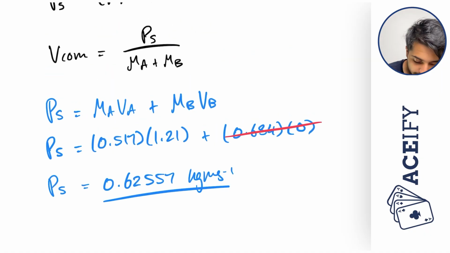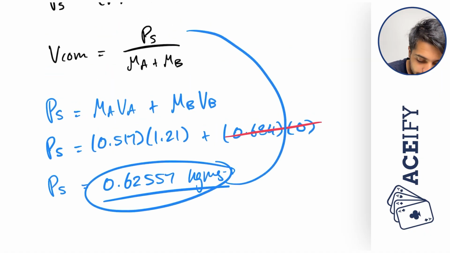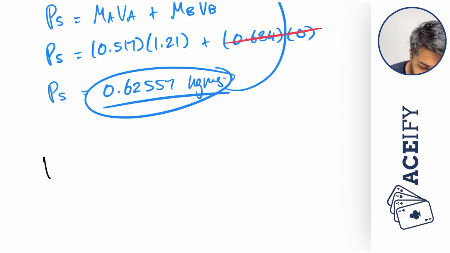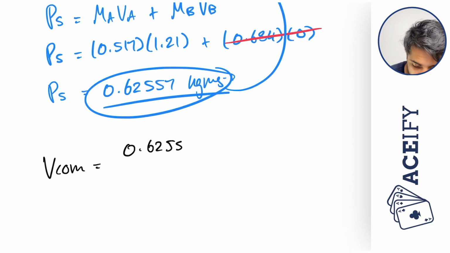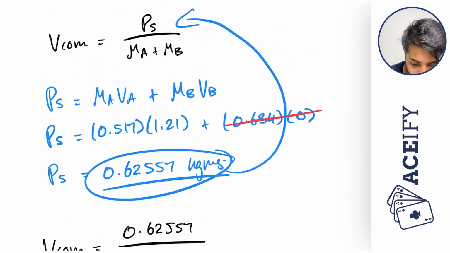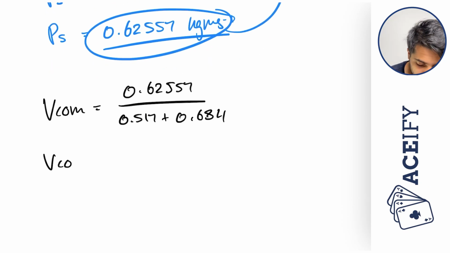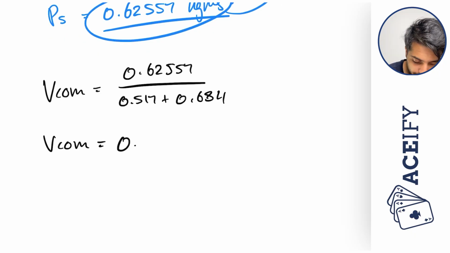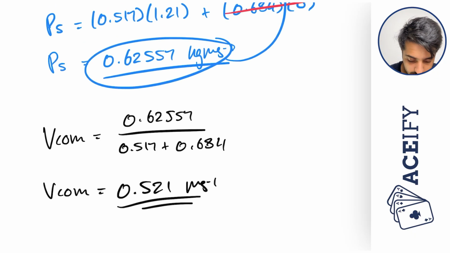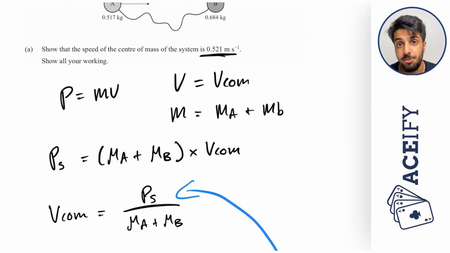There we go. So now we can plug that number back into here, right? And we get the velocity of the center of mass is equal to 0.62557 all over the mass of A, which is 0.517, plus the mass of B, which is 0.684. And that gives us the velocity of the center of mass as 0.521 meters per second. And as you can see, that is the velocity that we're trying to find.